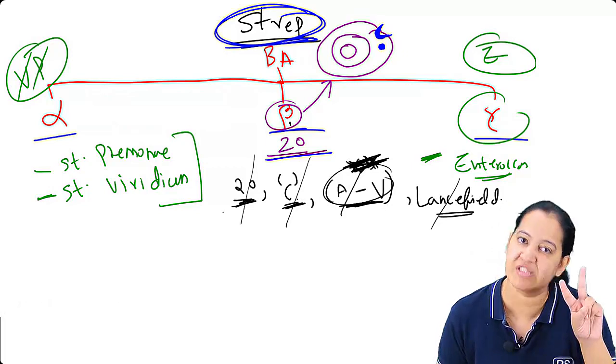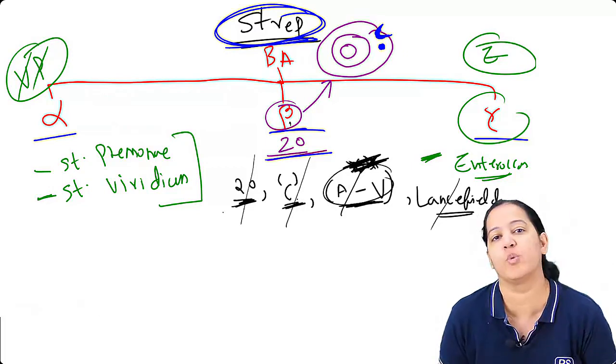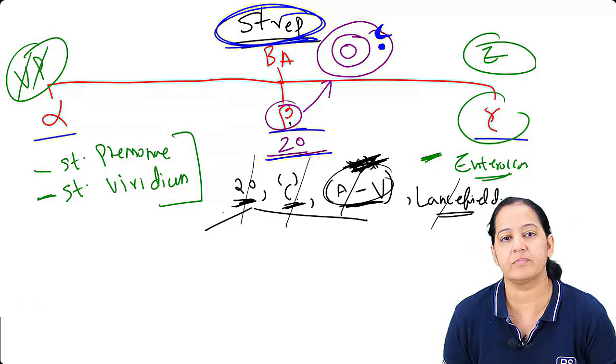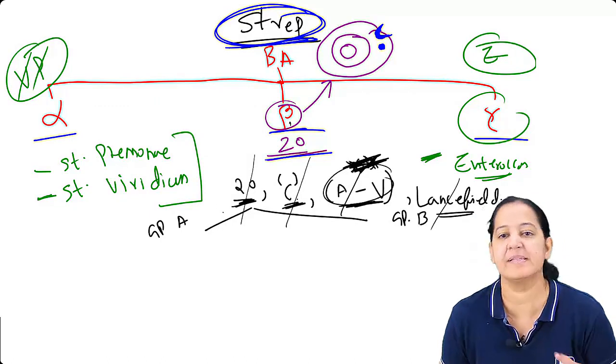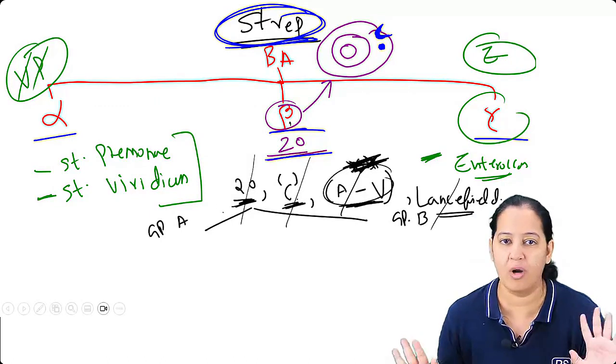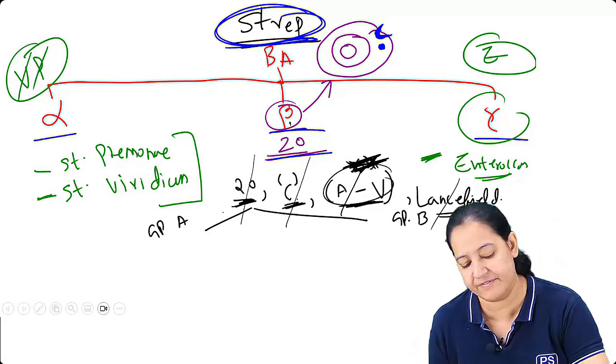I will not teach you all 20. Obviously, I will teach you the first two, Group A and Group B. In our syllabus, only two are there. So let me write the two. I will teach you Group A and I will teach you Group B. We don't have all in our syllabus. We have only two that we will study in detail.